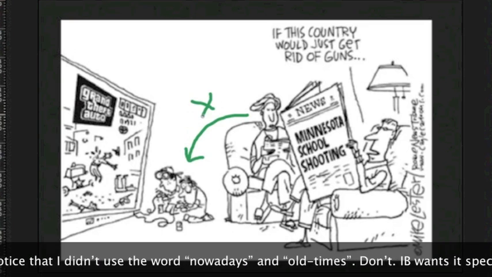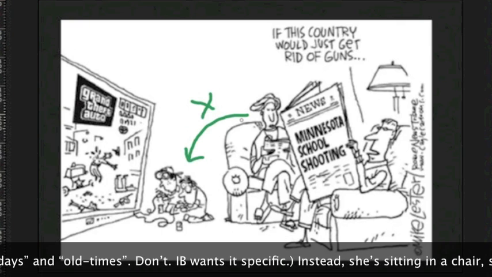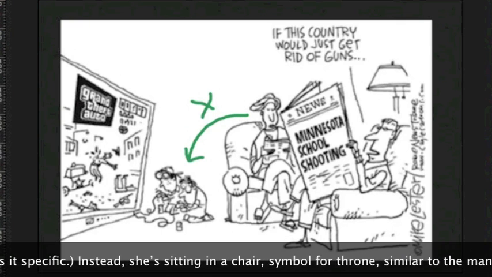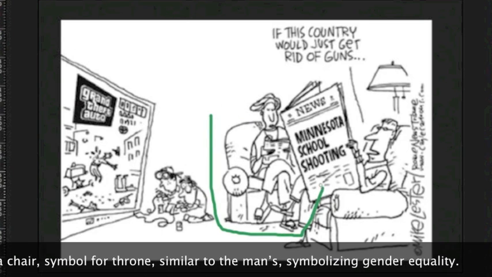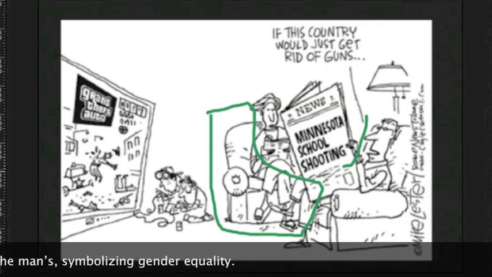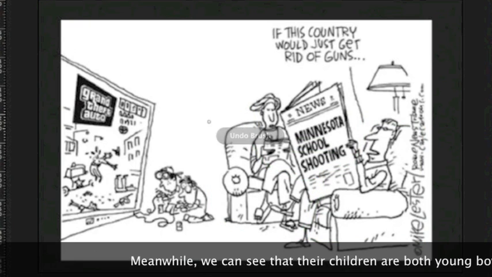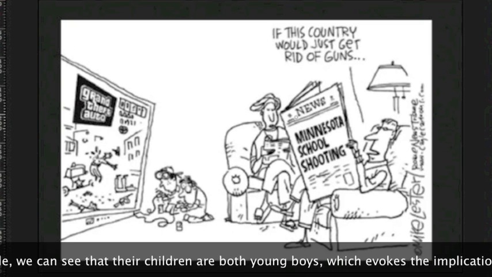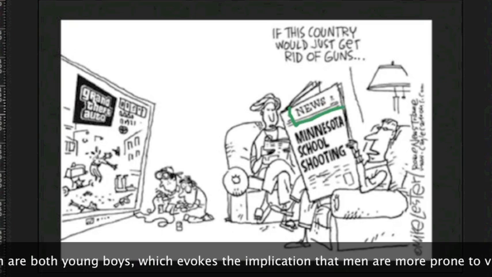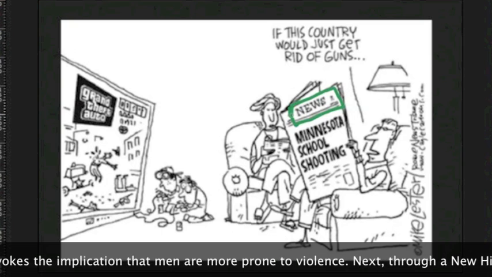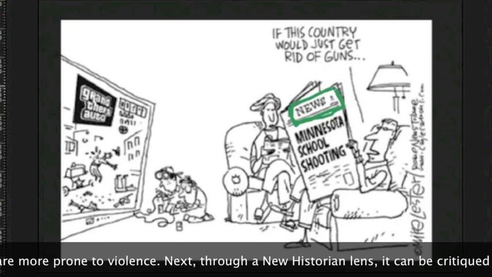Notice that I didn't use the words "nowadays" and "old times." Don't. IB wants it specific. Instead, she is sitting in a chair, a symbol for a throne, similar to the man's, symbolizing gender equality. Meanwhile, we can see their children are both young boys, which evokes the implication that men are more prone to violence.